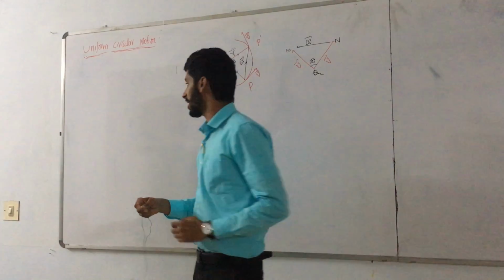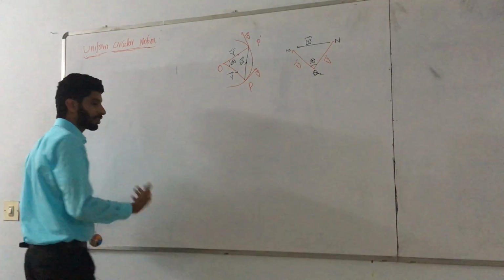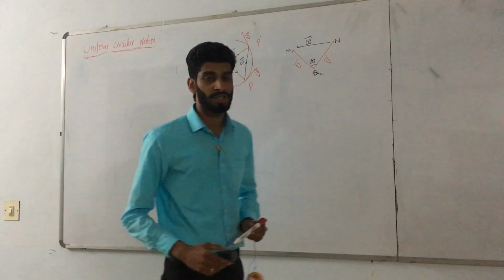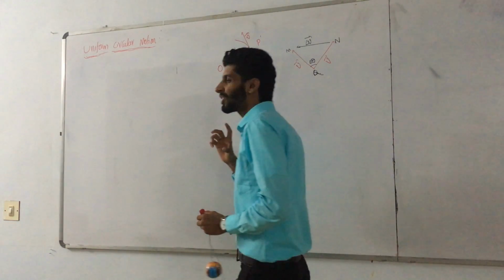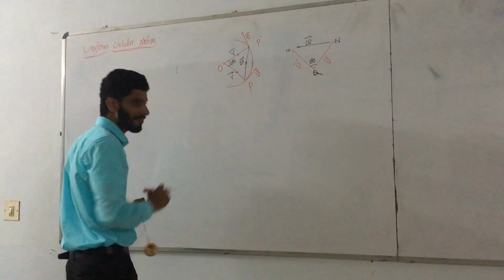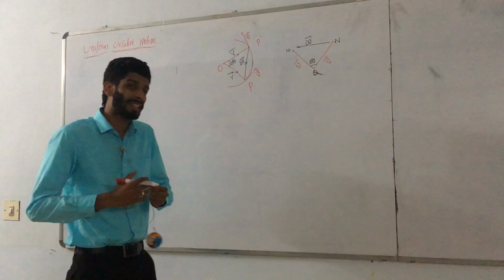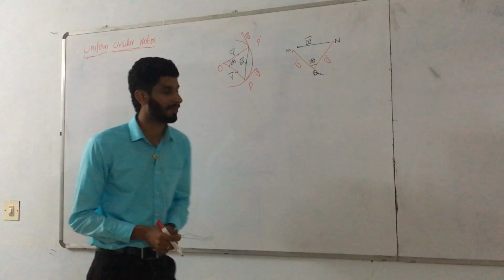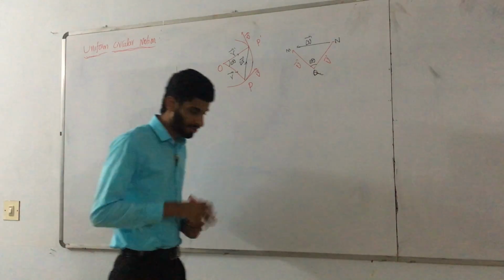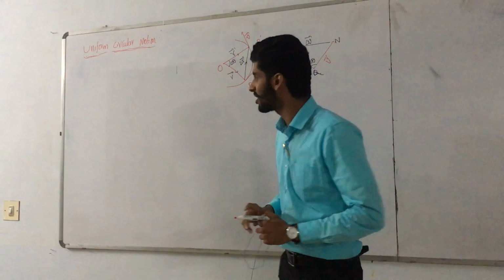Now, the question is, when can you say that the circular motion is uniform? You can say that a circular motion is uniform when it travels with a constant speed. If the body travels with a constant speed, or it covers equal distance in equal intervals of time, then I can say that the circular motion is uniform. So that special case I'm going to discuss.